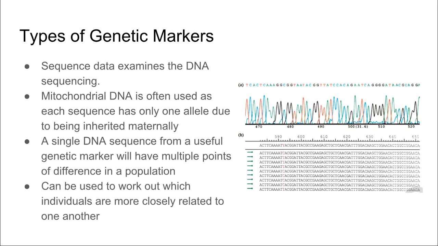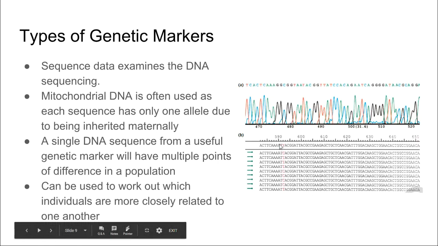So there are different types of genetic markers that fit that criteria listed on the previous slide, which we can use to examine the DNA sequence. Mitochondrial DNA is often used because it only has one allele due to being inherited maternally. A single DNA sequence from a useful genetic marker will have multiple points of difference in a population. And these genetic markers can be used to work out which individuals are more closely related to one another. We can see that's what they've done with this sequence here. So they're looking for the presence of the genetic marker and seeing what differences or similarities are happening there.